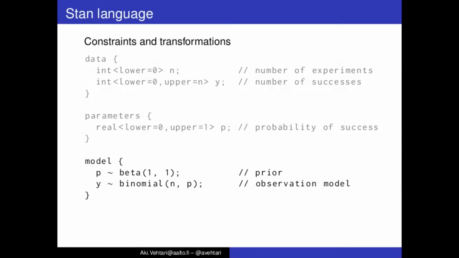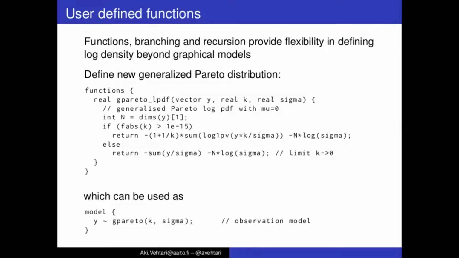And then, previously we had this binomial model a couple of times with binomial logit, but now we could instead define this p as being constrained, and then this logit transformation happens behind the scenes. It's also possible to define functions, and it's possible to have branching, recursion, and so on, which provides great flexibility in defining log densities for models beyond graphical models.